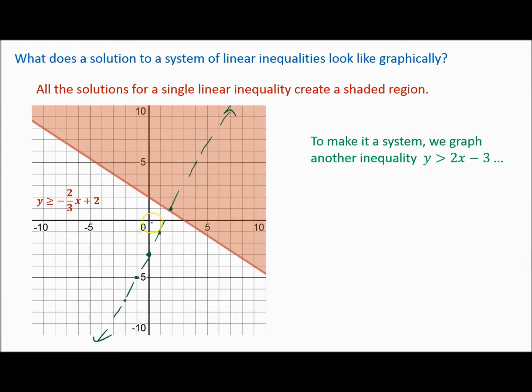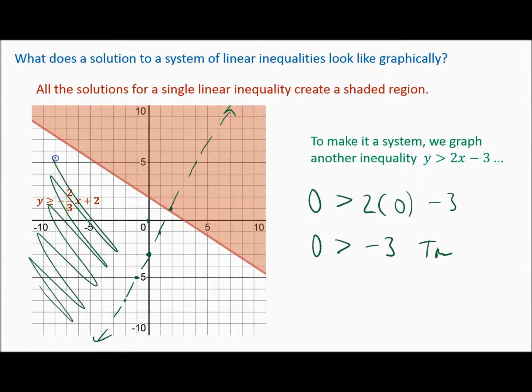Now, 0, 0, again my go-to to test, is not on my line. Everybody agrees it's not on the line. So I'm going to say, is 0 greater than 2 times 0 minus 3? And 0 is greater than negative 3, right? This is true. And 0, 0 is right here, so that means I shade this side, all of that. Now, I've got a better version of that. I'm going to show you on the next page.